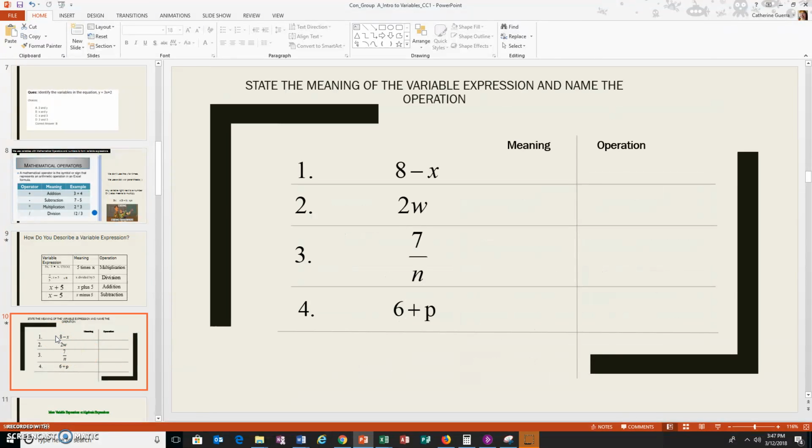Now, on your paper, I want you to complete these. I want you to write the meaning for each of these variable expressions. That's what they are because they have a letter in them. And then I want you to write the operator down.